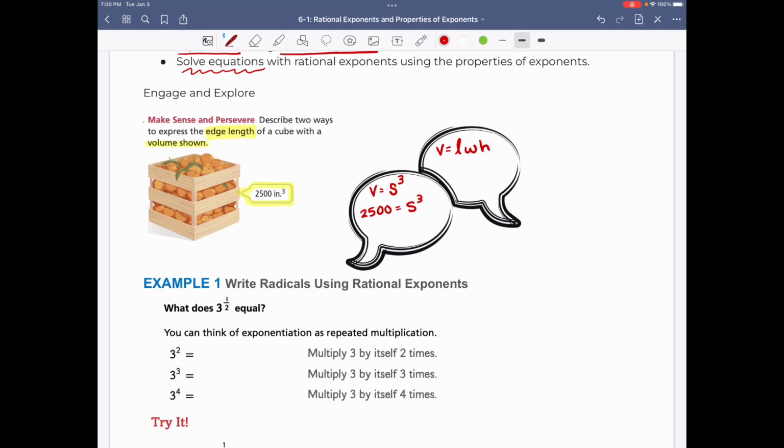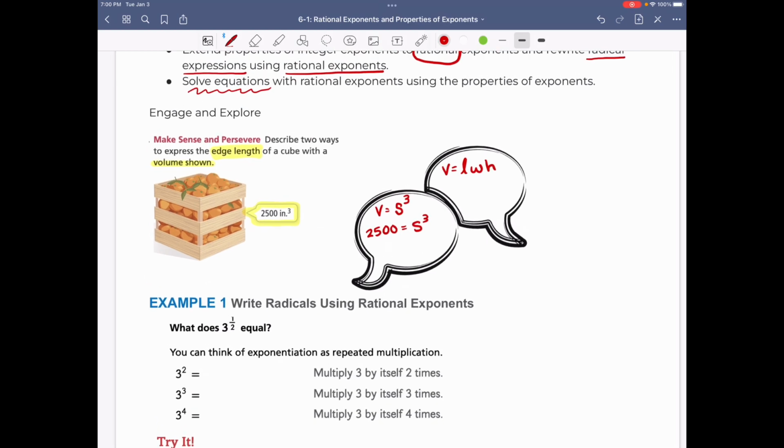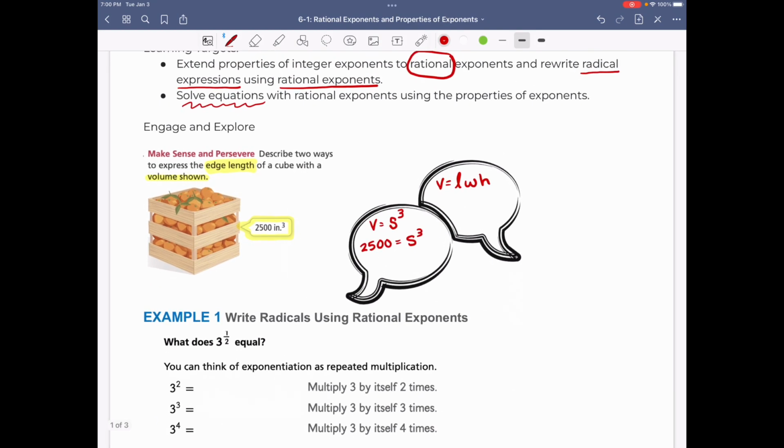And to undo the cube, we would take the cubed root. And I don't know if you've seen this before, but basically it's like a square root with a cube on it. And when we cube root the s cubed, taking the cubed root undoes that and we get s. And there is a way to put this into the calculator to figure out what that equals.